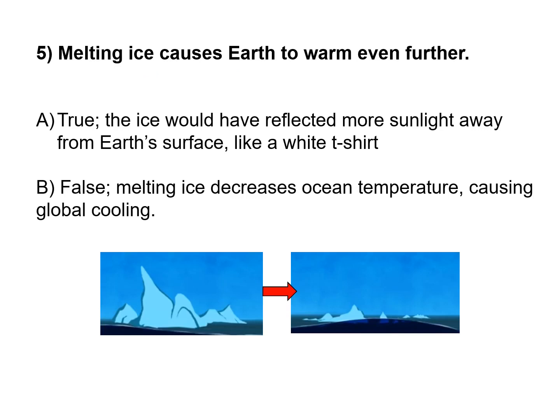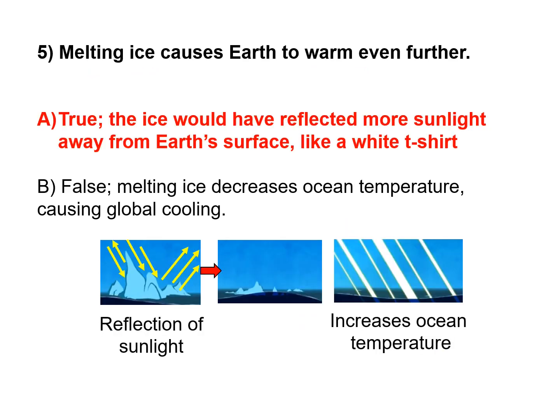Okay, this is a very easy question. What happened with the melting ice? So what happened when this happened? And what will be the effect on the temperature? And here it will increase the temperature because the ice reflects sunlight. So when we don't have the ice, now the water in the ocean, the temperature is going to increase even more.